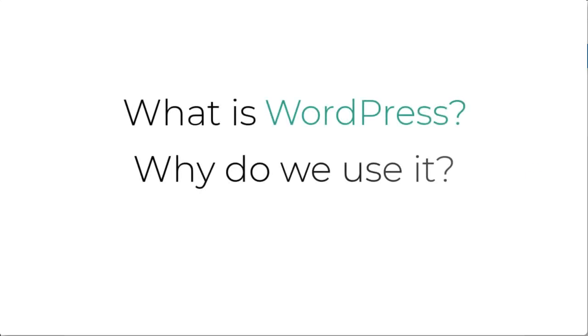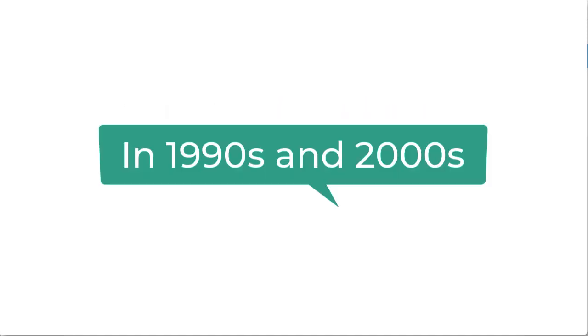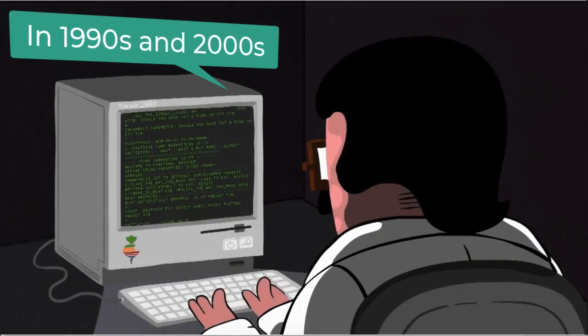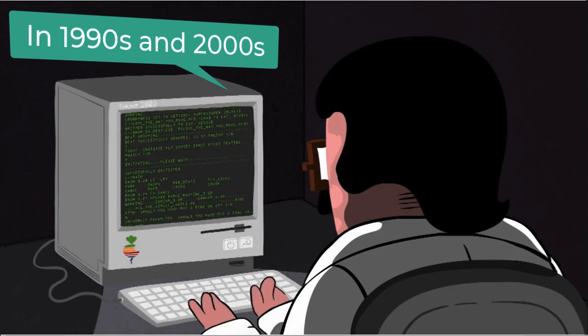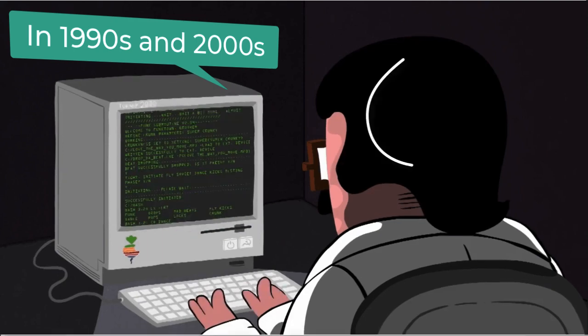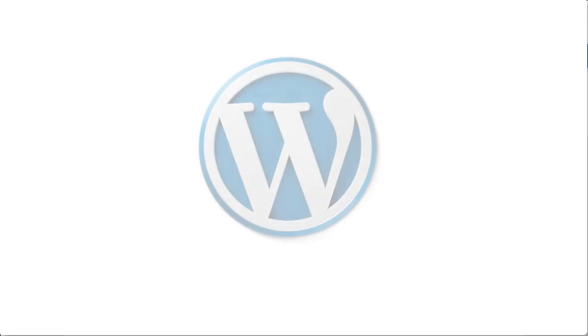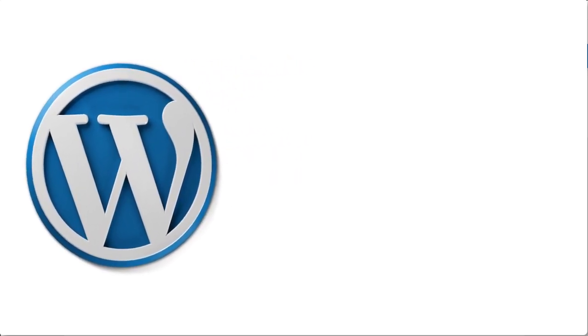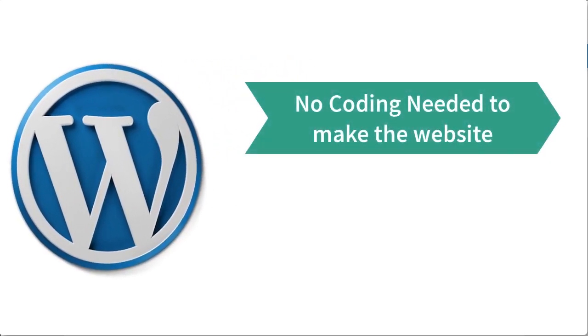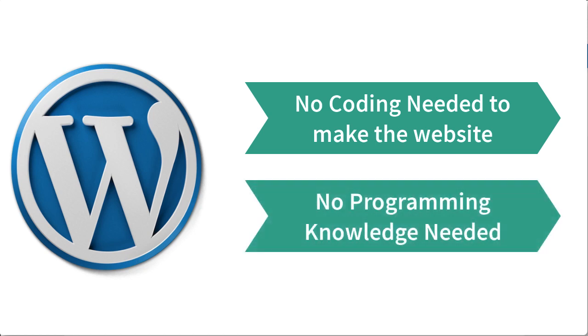In this lecture, we're going to learn about WordPress, and then after I will be installing WordPress on our domain name. If we look back in 1990 or 2000, to develop a website we had to write code and make the website with 100% manual work. But thanks to WordPress, it gives you the flexibility to design and develop your entire Amazon affiliate website without writing a single line of code and without having any prior knowledge of programming.